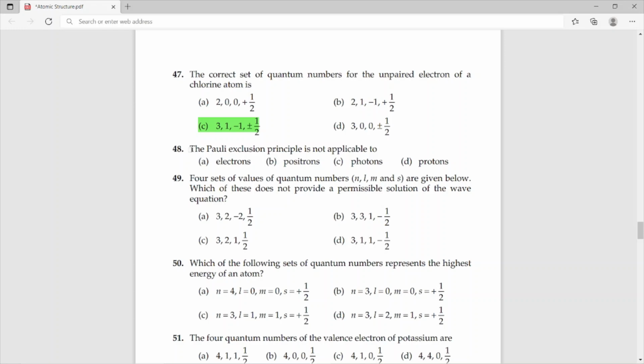48th one is: the Pauli exclusion principle is not applicable to. The options here are electrons, positrons, photons and protons. The right answer should be photons, that is option C.